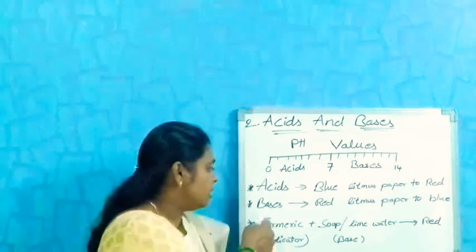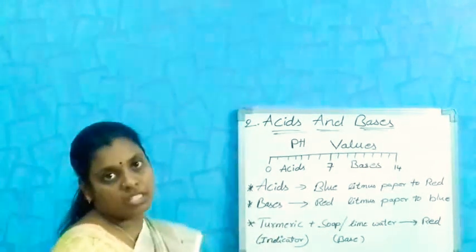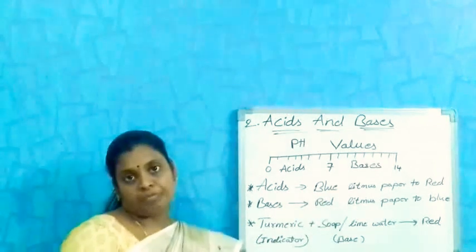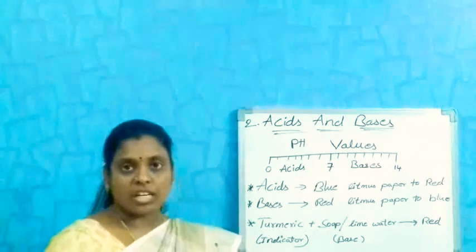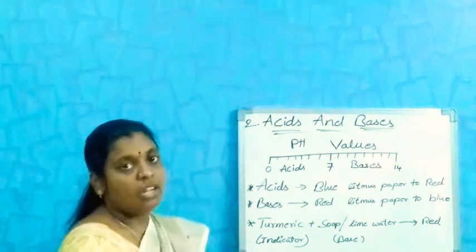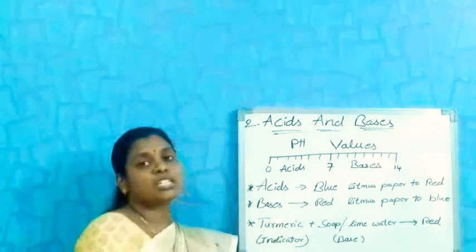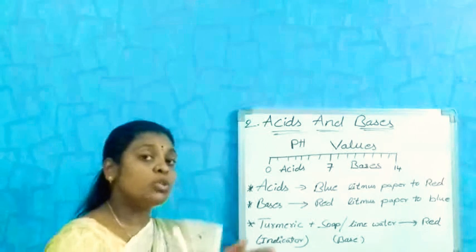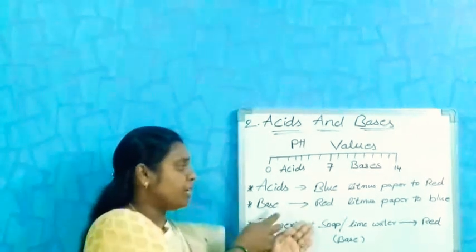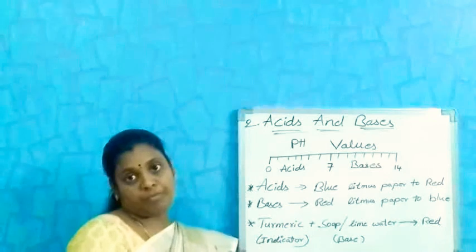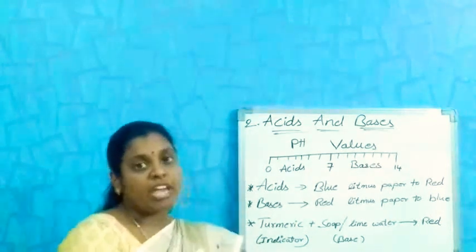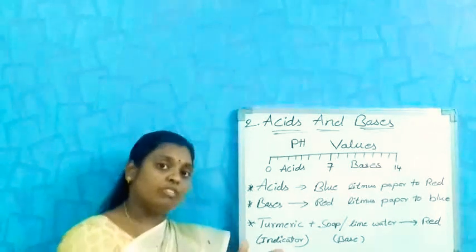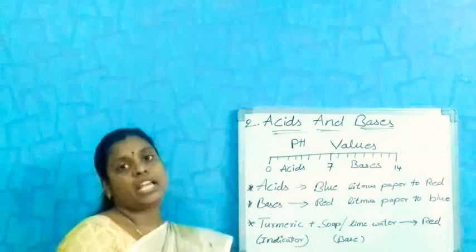Same as if the given substance is a base, and you insert the same blue litmus paper, does the color change? No. Why? Because it turns only for the acid. It turns only the blue one red. Here for the bases we are using red litmus paper. We have to get clarity and differentiate the bases and acids.